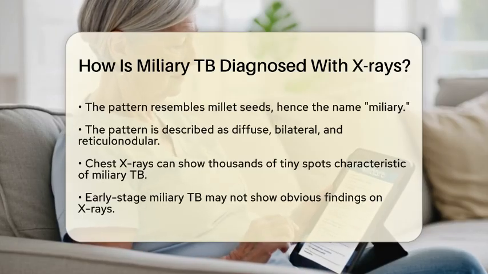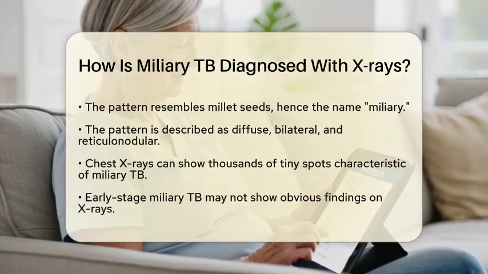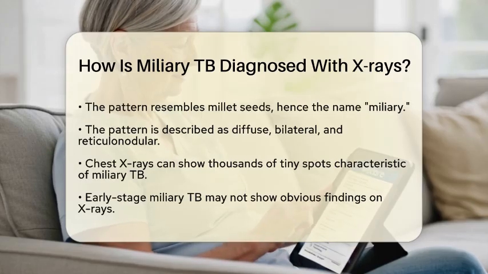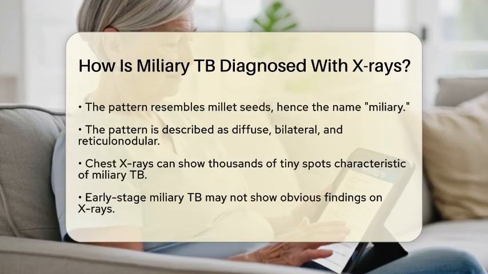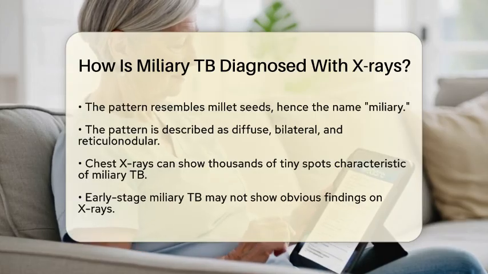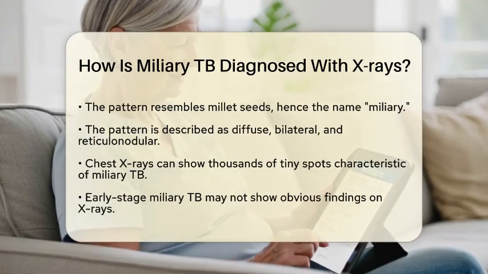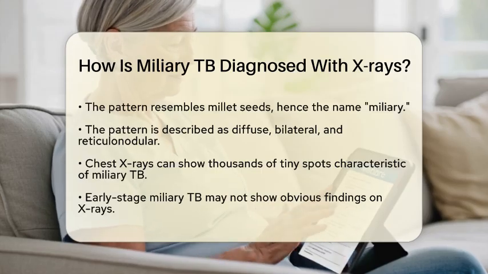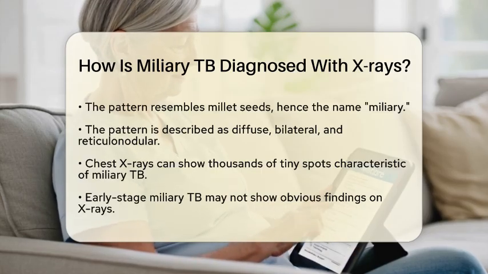Chest X-rays are typically the first imaging test used when miliary TB is suspected. They can reveal thousands of these tiny spots, which are characteristic of the disease. However, it is important to note that in the early stages of miliary TB, these findings may not be obvious. A normal or nonspecific chest X-ray does not rule out the possibility of miliary TB.